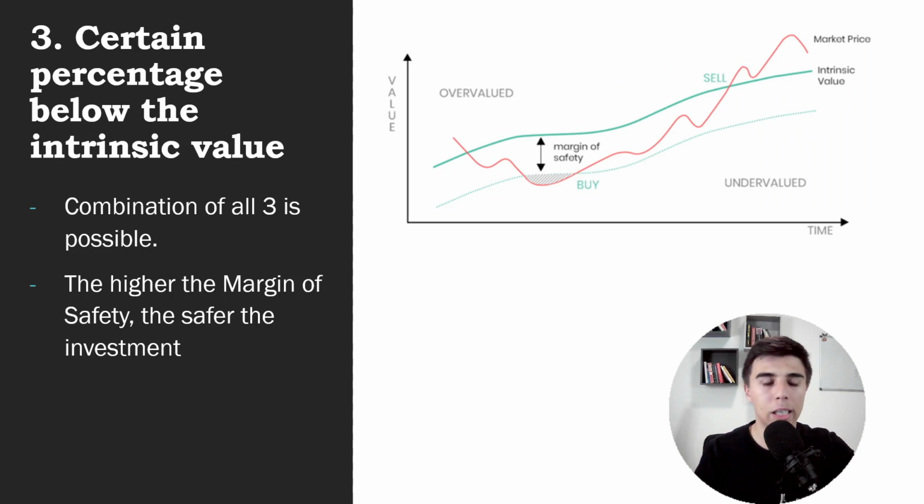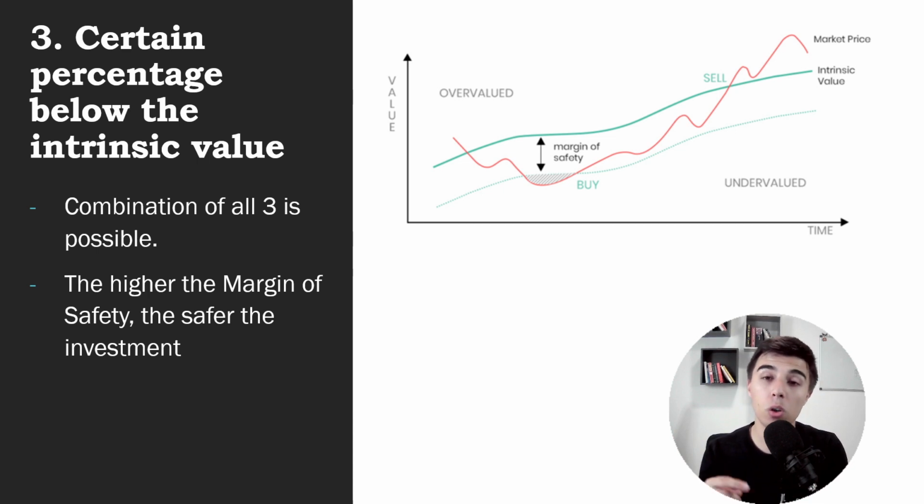Now the third approach is to ignore these first 2 options. So just keep the same assumptions, the same discount rate, but when you get the intrinsic value, demand a certain discount on it. So if the outcome of your model is $100 a share, that is the fair value, buy it when it's below 80 or 60 or 50.